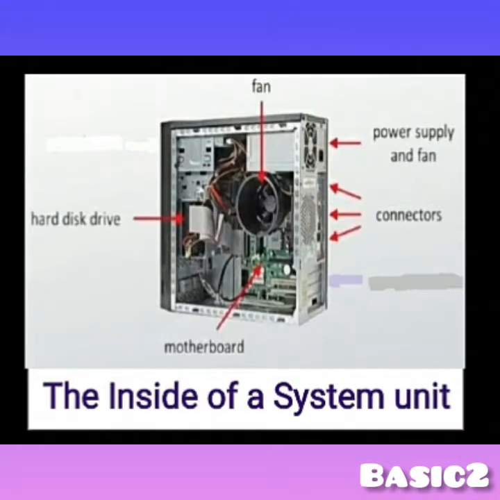You can see the diagram on the board in which the parts are not being labeled. Some have been labeled for you. The inside of system units, all the parts are there, but the labeling is not there. But we are going to look at that. You can see the hard disk drive where the direction shows, the motherboard, then the connections, power supply and fan. And we also see fan inside there.